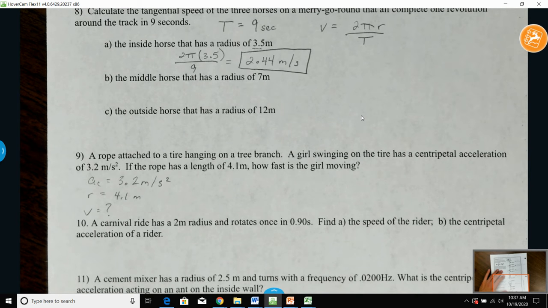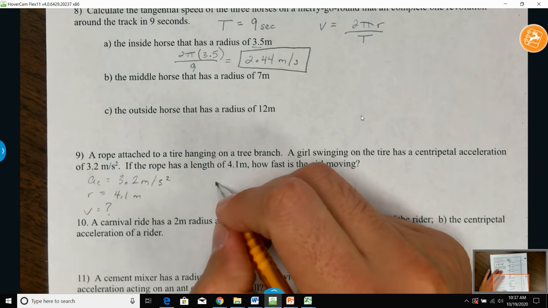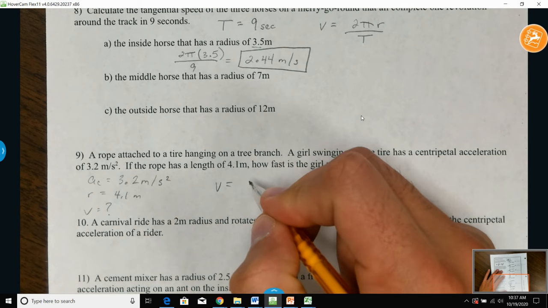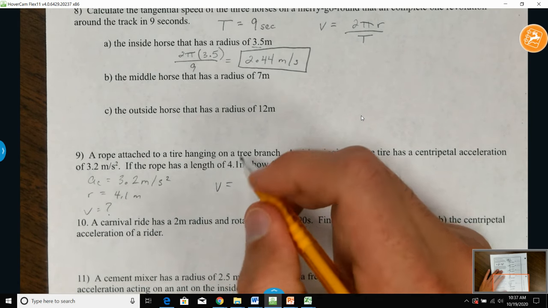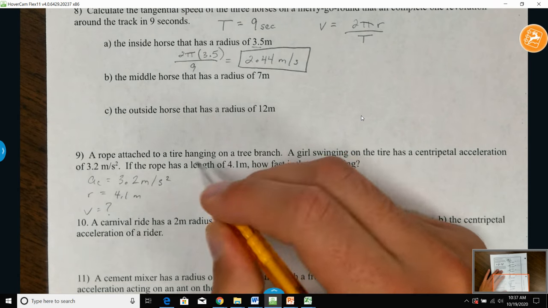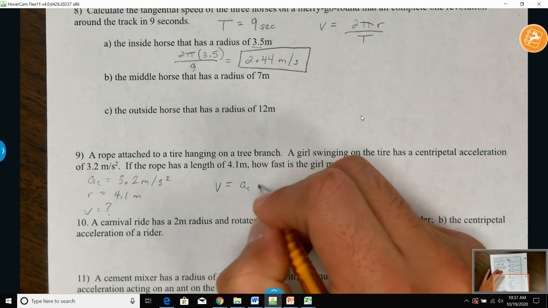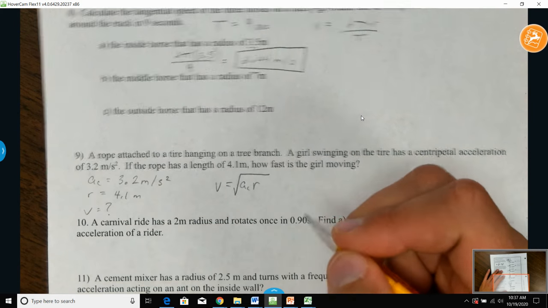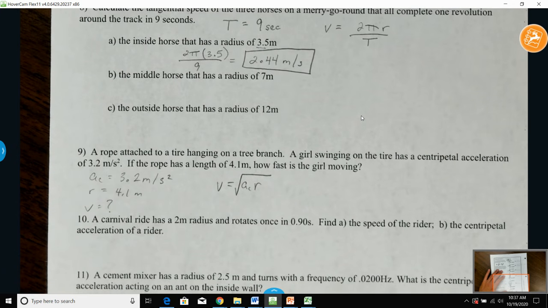We don't have a straight velocity equation, right? We don't have 2 pi r over t, but there's another one on the front side that gives us that the velocity would be equivalent to the square root of a times r. A sub c or a, doesn't matter however it's written. Units will be the same.